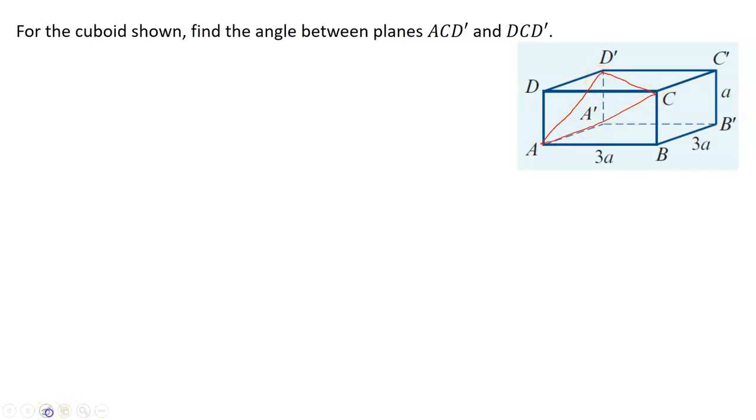Then if we have a look at the other part, if I do a different colour, so D, C, D dash, back to the beginning, looks like this. So that plane, D, C, D dash, is just the same as the plane that the top of the box is. So that one's easier to visualise. We can see that the common line between these two planes is here, C, D dash.